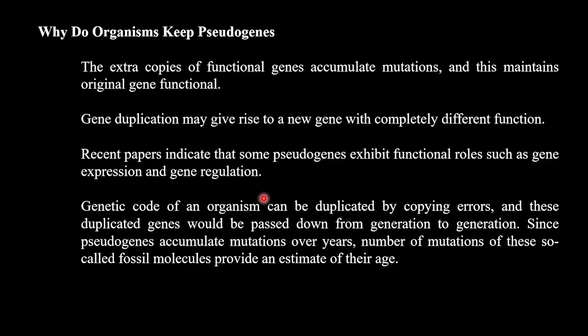So what happens whenever there is a process of duplication, there are errors, but the frequency or the rate of these errors is not very high. And because of that, you can estimate the age of the fossils.